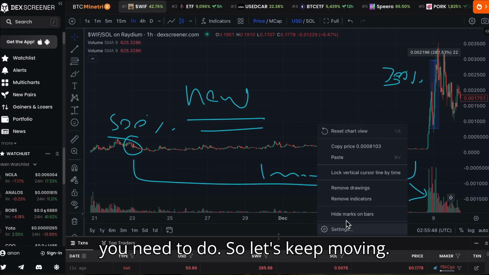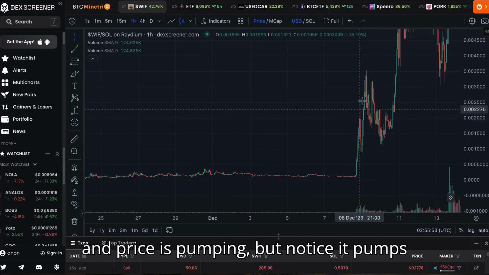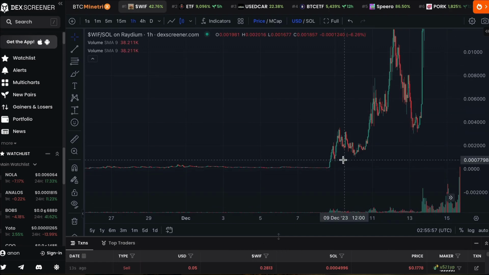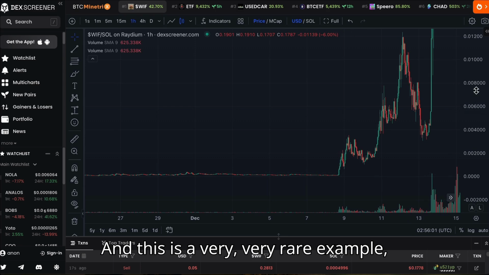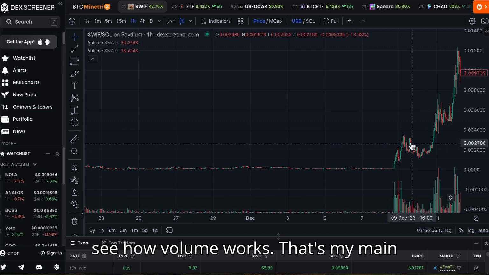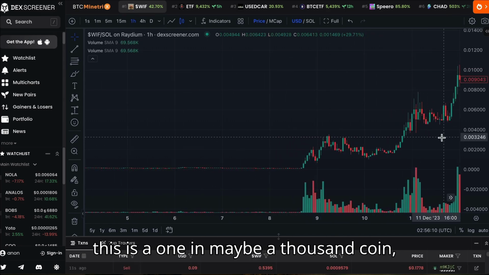So let's keep moving. So now we're up to this particular point and price is pumping, but notice it pumps again. Now this particular coin goes absolutely crazy. And this is a very, very rare example. But I'm showing you this just so you can see how volume works. That's my main purpose of showing you this coin. But this is a 1 in maybe 1,000 coin.